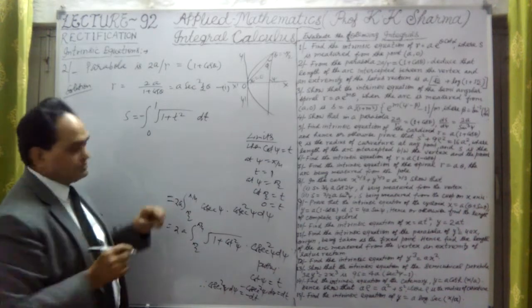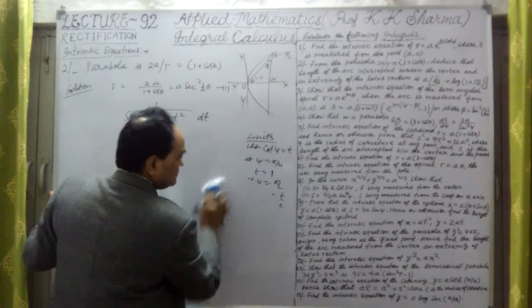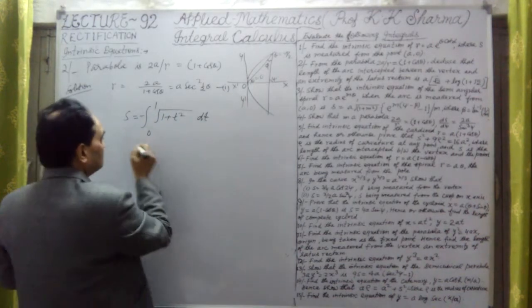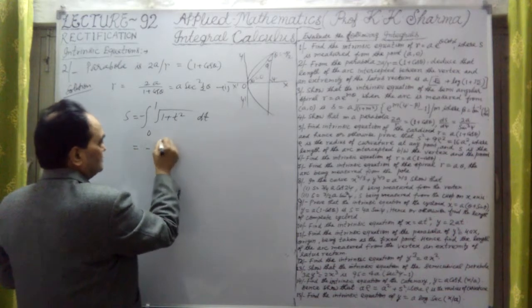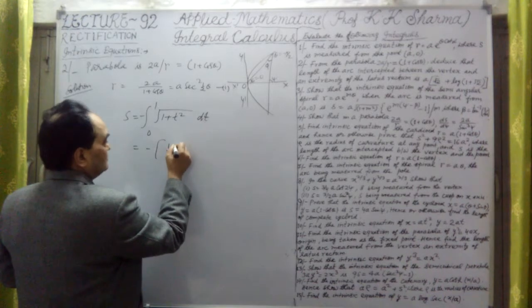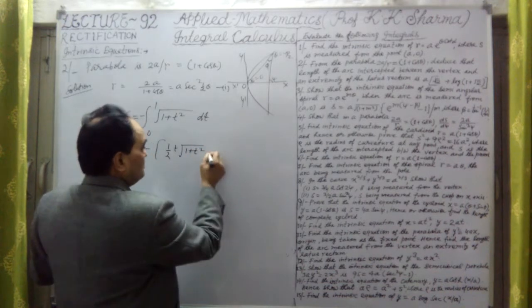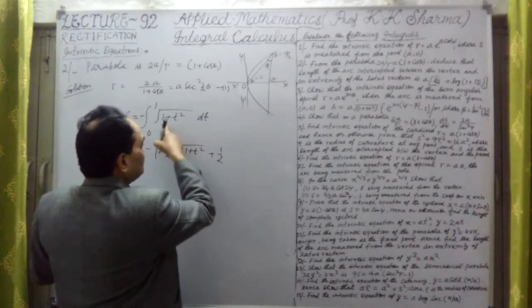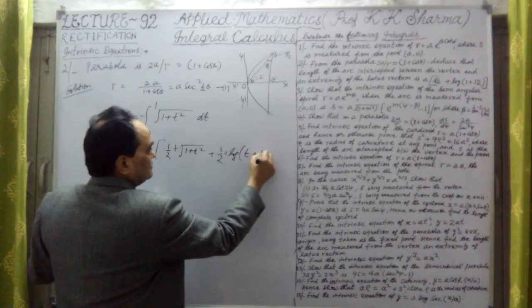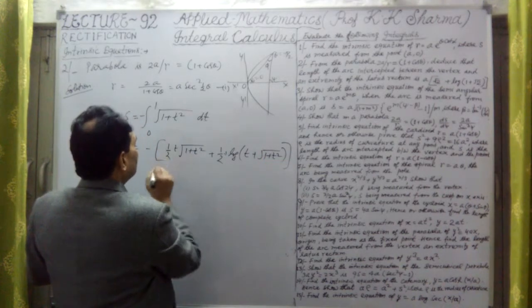Okay, now this can be integrated easily. What is the integration of this? Now let me find the integration of this. So this integration is minus sign out of the bracket. This is 1/2 into t under root 1 plus t square, plus 1/2 into a square is 1 here, into 1 into log of t plus under root 1 plus t square. Okay, this is the integration of this.